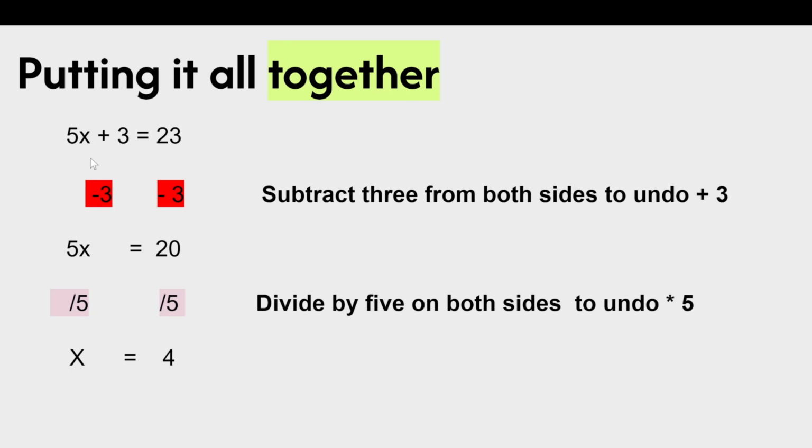So if we have this one, the first thing, remember, was we subtract by 3. So anytime you do something to the left side, you have to do it to the right side. So we subtract by 3 here, we subtract by 3 here, and then this one goes away. And 23 minus 3 is 20. So that's what we have. And then the next thing that we do is we divide by 5 on both sides to undo the times 5. So we divide by 5 here. The 5 goes away. And 20 divided by 5 is 4.